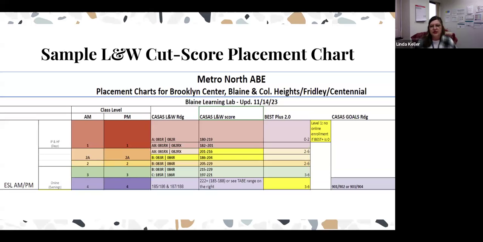Each of our locations at Metro North, because the larger locations serve anywhere between 300 and 1,000 students annually. These placement charts are constantly getting adapted based on who's enrolling in the program to make sure that class sizes are distributed evenly across the staffing that we have. So with the date that we have embedded in there, this was the last time that the Blaine location adapted the cut scores to get into classes.